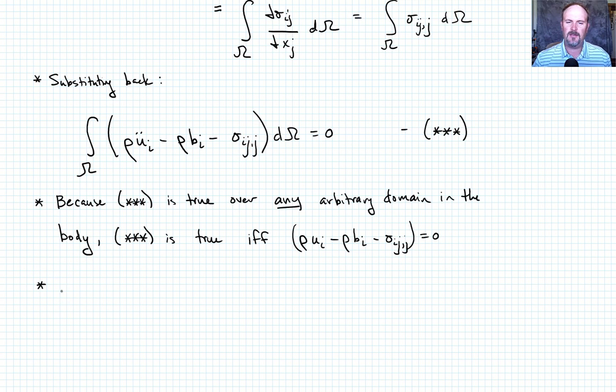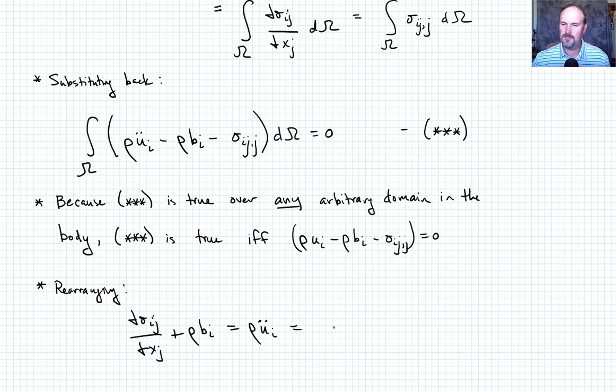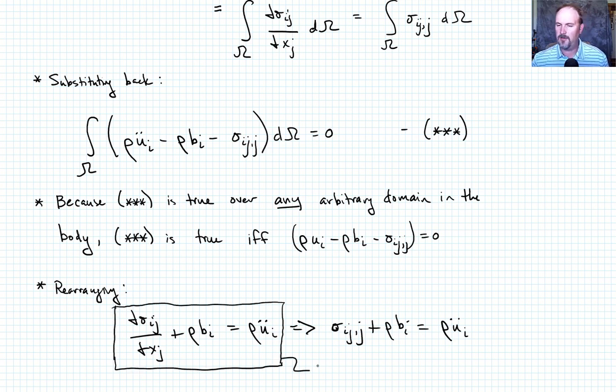So we can rearrange that to get the partial of sigma ij with respect to xj, plus rho bi, is equal to rho ui double dot. Or we could write that similarly as sigma ij comma j plus rho bi is equal to rho ui double dot. Okay, these are the equations of motion.